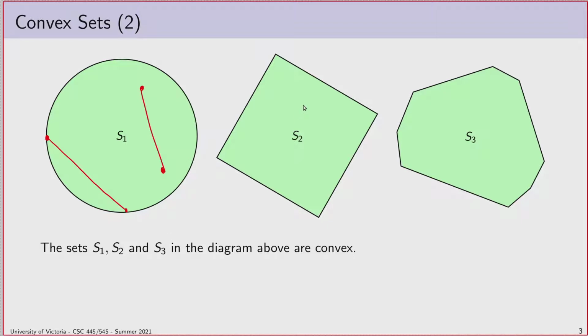The same is true of S2. There's no requirement that the set not have corners. So S2, of course, has these sharp corners here. It's fine, because if I choose any 2 points in the set, whether they're the corners or not, the entire line segment between them also lies in the set. And if I choose some interior point, that entire line segment lies in the set. And similarly, S3 is a convex polygon, and by definition, it is a convex set as well.